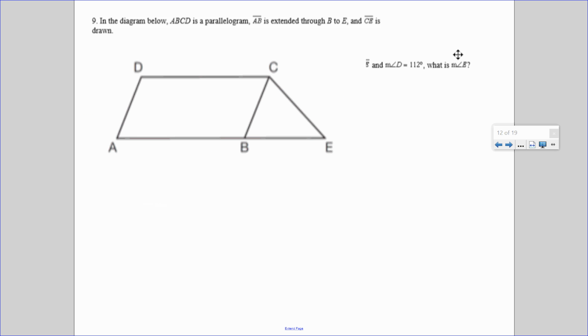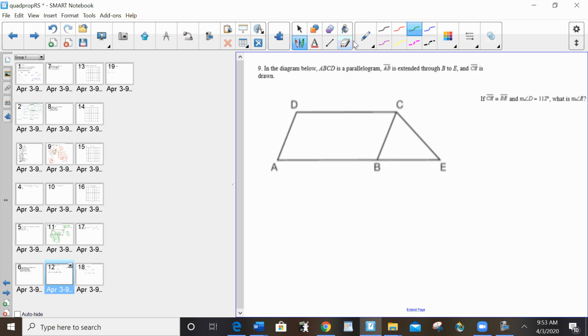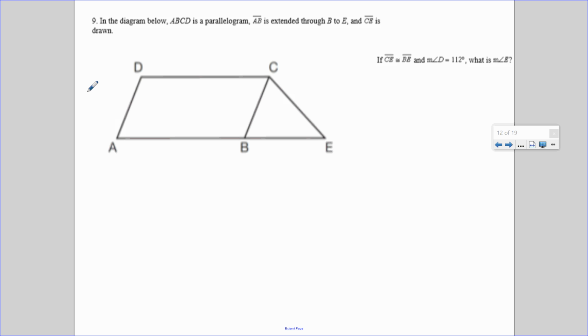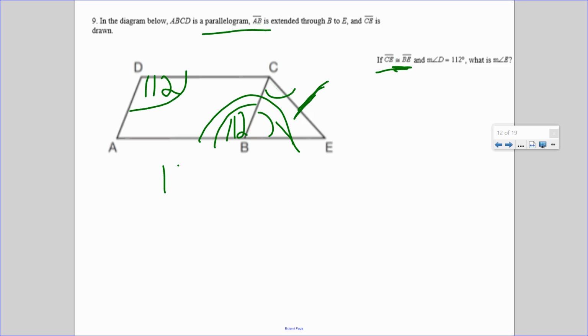So let's put the information into the picture. Let's go blue. So CE is congruent to BE, very important. CE, BD, mark the sides, mark the angles. Again, it's going back to Unit 1, but if you don't do that, you're not going to get very far. Angle D is 112. So it says it's a parallelogram. A parallelogram has opposite angles congruent. Linear pair. 180 minus 112 is 68.